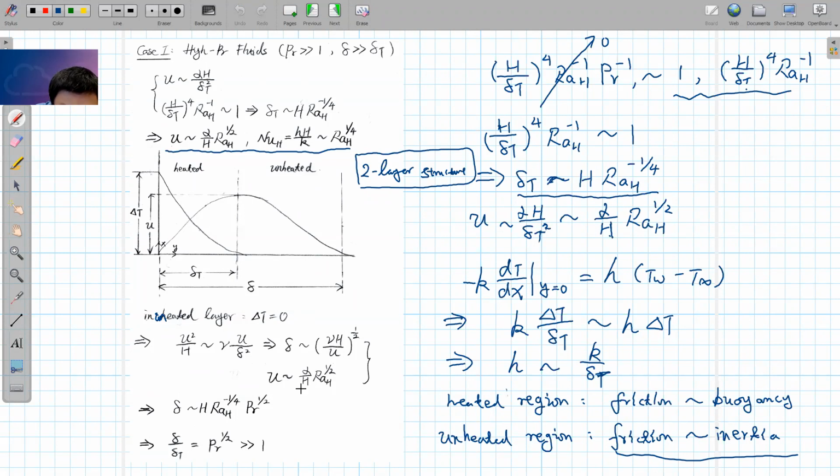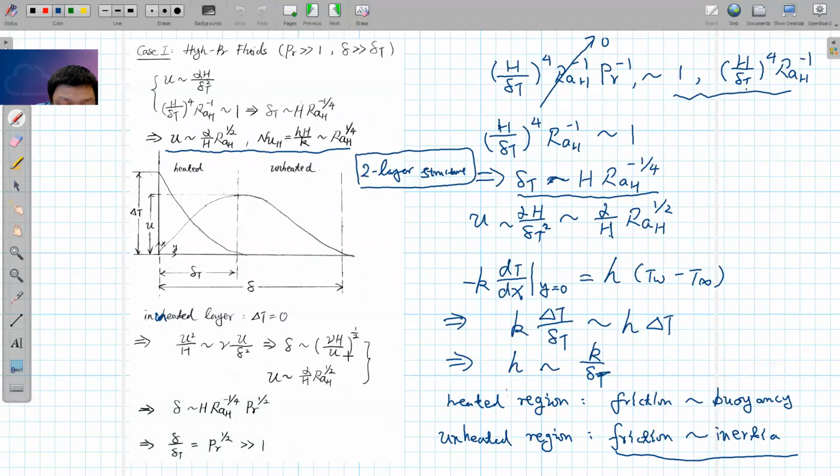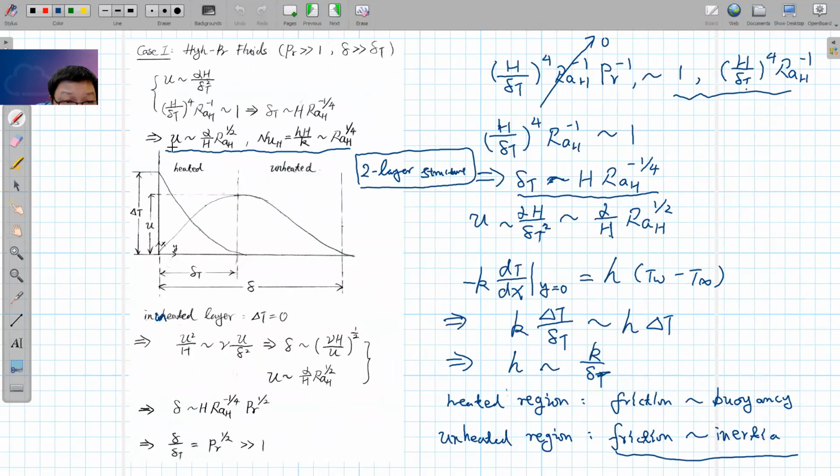Because we know that the u velocity is of the order of alpha over h times Rayleigh number to the power of 1/2. So basically, you bring this u value to replace the u here.